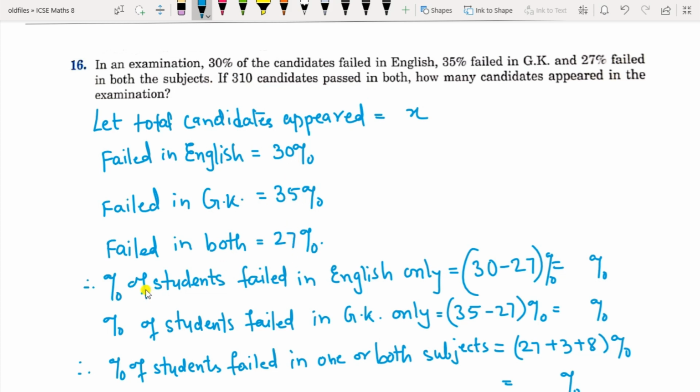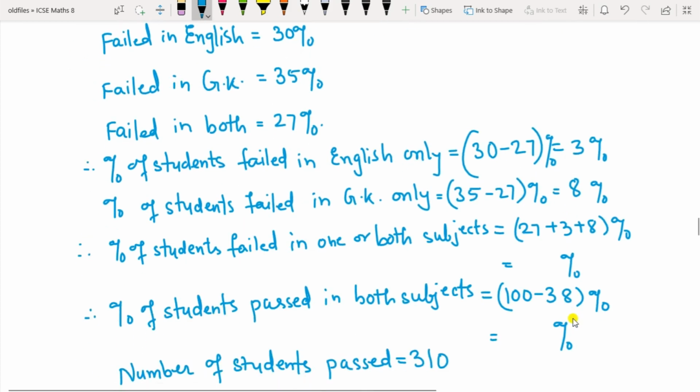Now the percentage of students who failed in English only: for English only you have to subtract both from English. So that becomes 3% failed in English only. Similarly for GK, 35 minus 27 is 8%. And now the total percentage of students who failed is 27 plus 3 plus 8, which gives you 38%. That is failed in one or both subjects.